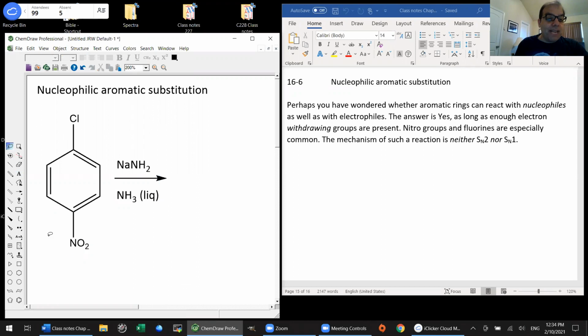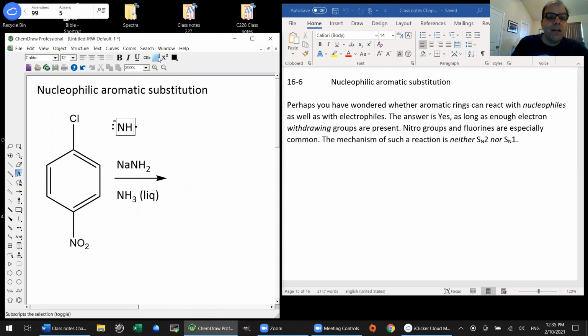This gets back to something I always like to stress: whenever you see an alkali metal salt, remember that what you're really looking at is the anion. So when you see NaNH2, you need to know that you're really looking at NH2 minus, right? The alkali metal ion is just a spectator ion.